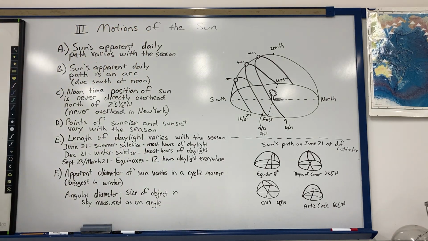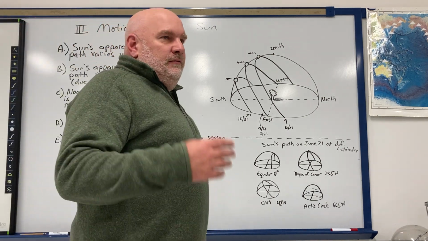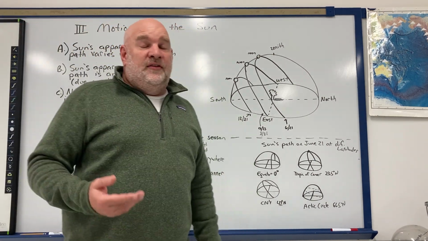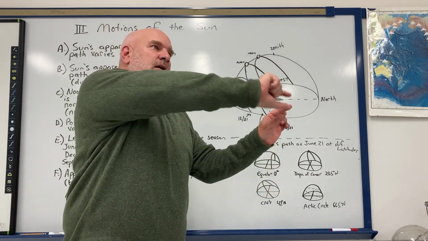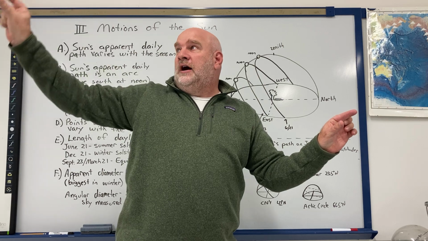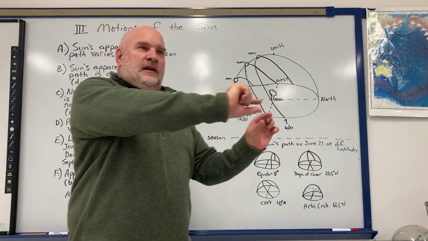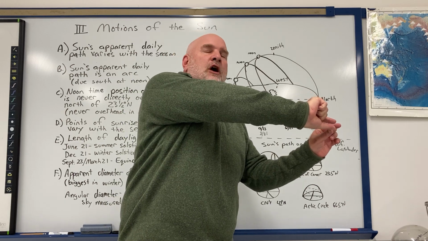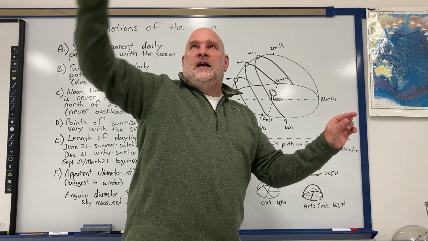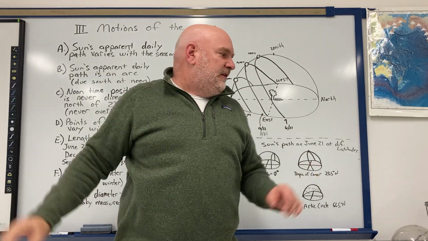B, the sun's apparent daily path is an arc. So if you look at the sun during the course of the day, the sun looks pretty much the same size, and it appears to move across the sky like that. So it looks like it's almost on some track that has an arc in the sky, and the sun's just kind of moving along that track from one spot to the next.